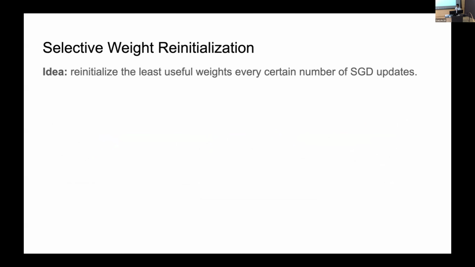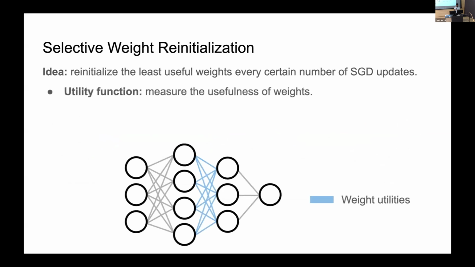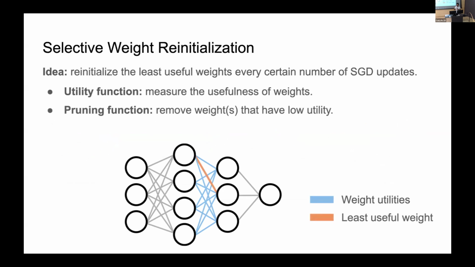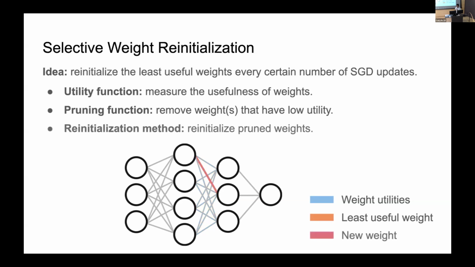So when you're reinitializing weights, you have to think of these three things. First is a utility function. You want to have a measure which tells you how useful a weight is, right? And then you have to find this pruning function that determines how many and which weights you want to reset. And third, you need a reinitialization method that determines when you're resetting a unit, how exactly you are going to reset it. So I'll give a couple of choices for all of these so we get an idea of the complexity that's associated with designing such algorithms.